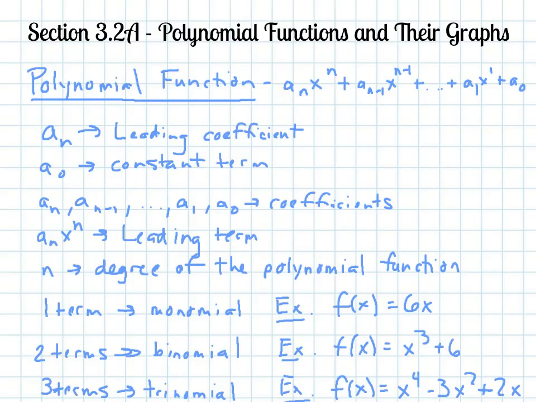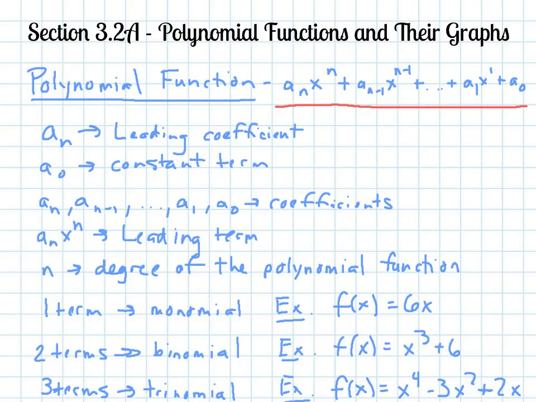Today's lesson, section 3.2a, we're talking about polynomial functions and their graphs. A polynomial function is of the form a sub n times x to the n power plus a sub n minus 1 times x to the n minus 1 power plus ... all the way down to a sub 1 times x to the first plus a sub 0.